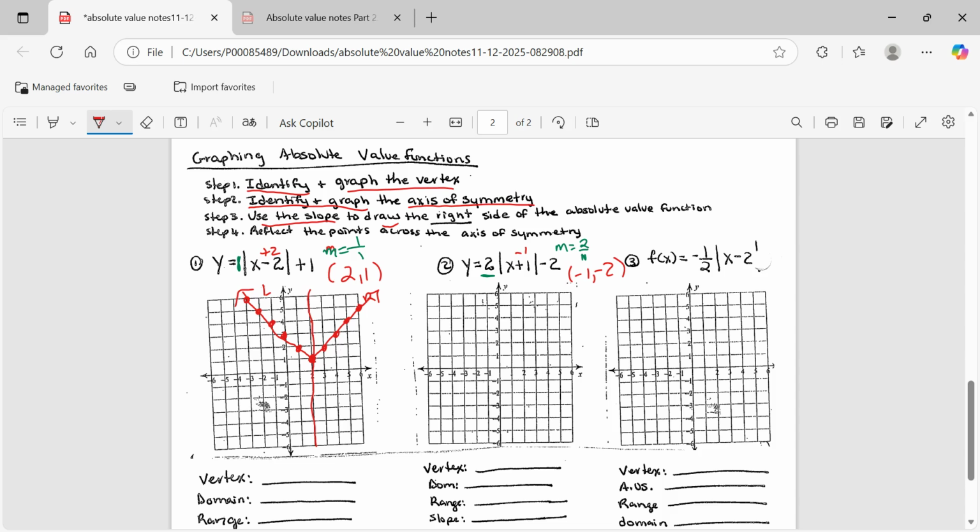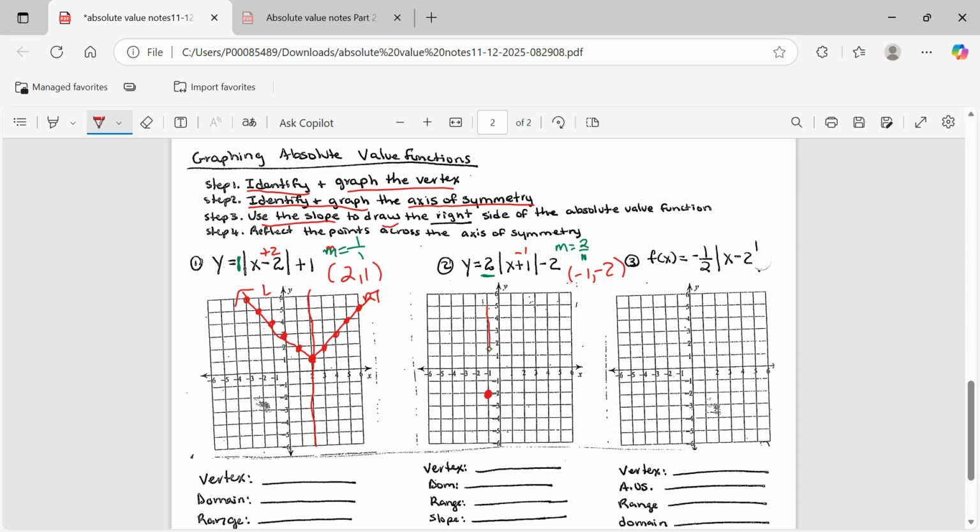Does it look like a V? Yes. Should it look like a V? Absolutely. Let's look at number 2. So the first point, step 1 again, identify and graph the vertex. Go ahead. It's here at -1, -2. Good. Now I want you to do step 2, identify and graph the axis of symmetry.